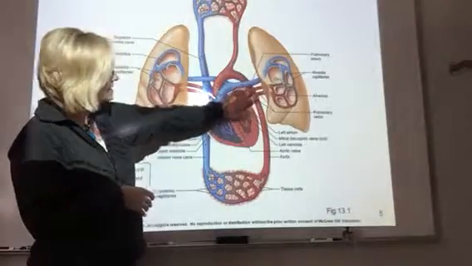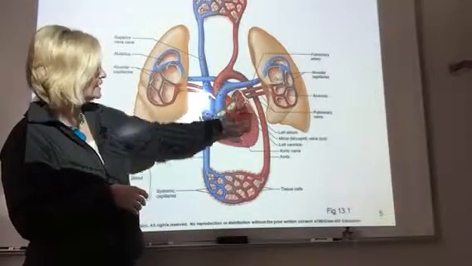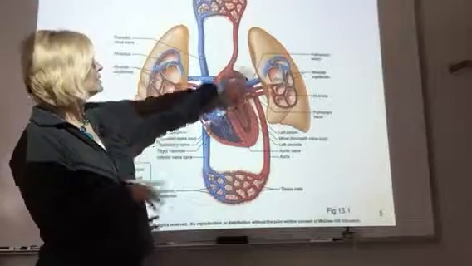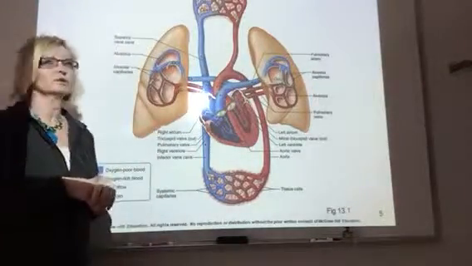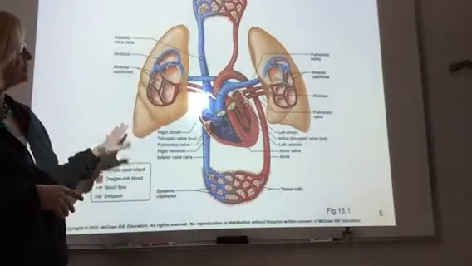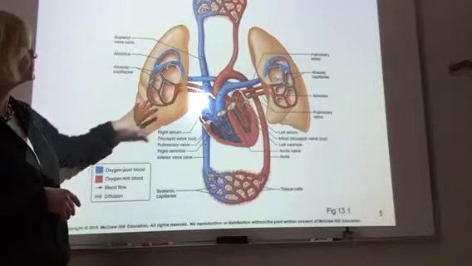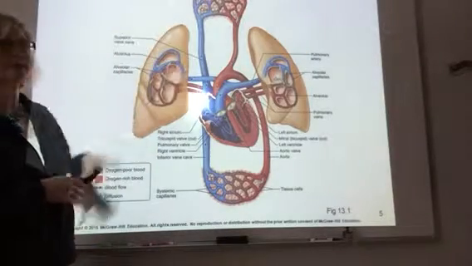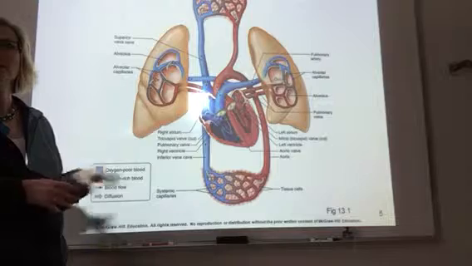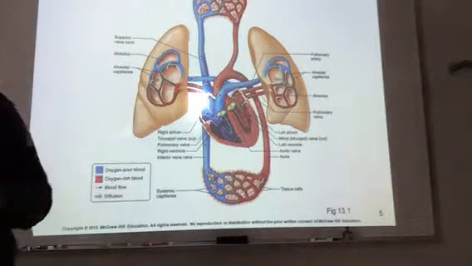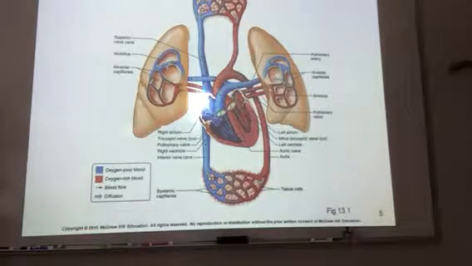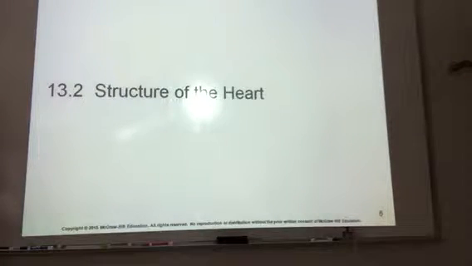Once it's picked up oxygen, it enters the left side of the heart, comes up out the aorta, and goes all over the body. And as we go through the chapter, you should be able to label all of the pieces and structures that are on this diagram. So I'll stop there for a moment.